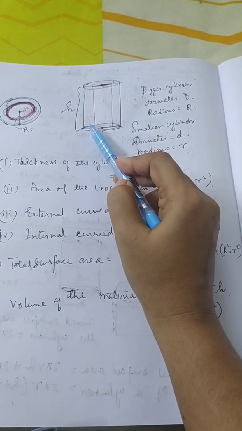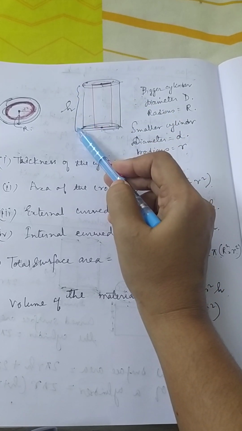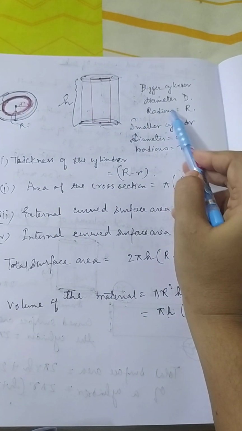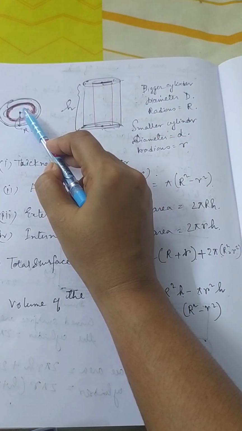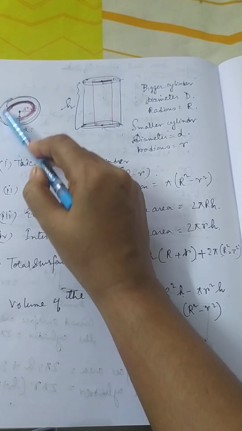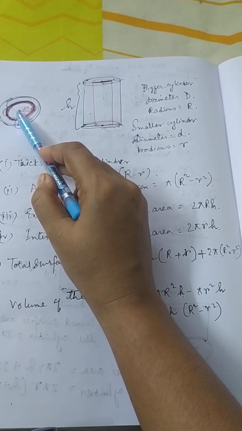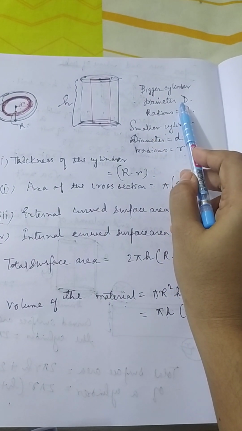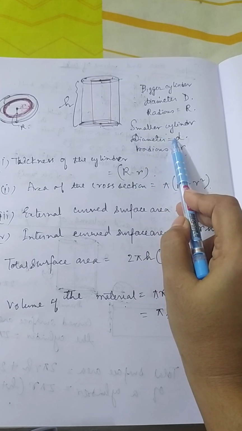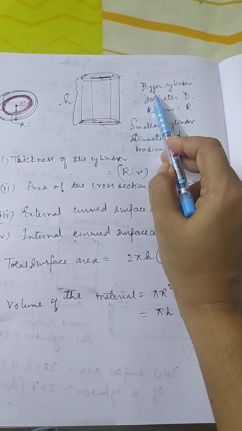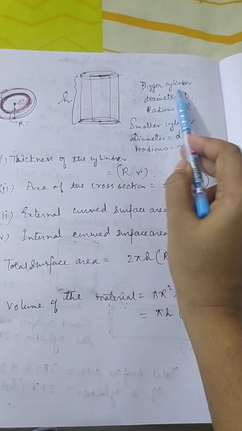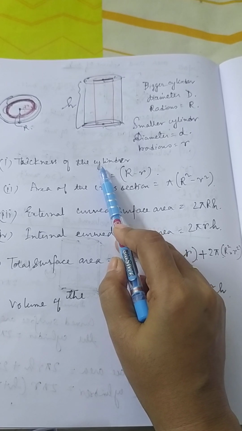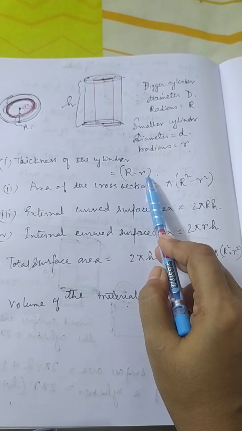Okay, and it is the side face of the cylinder, h represents the height. So if you take small r as the radius of the smaller circular cylinder, and capital R as the radius of the outer larger cylinder, and small d and capital D as diameters, small d for the smaller diameter and capital D for the bigger diameter of the cylinder. So obviously the thickness of the cylinder will be capital R minus small r.